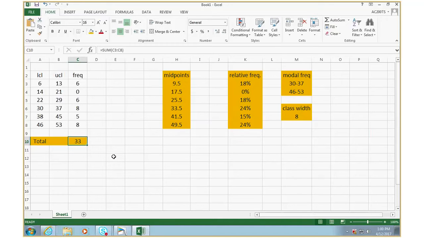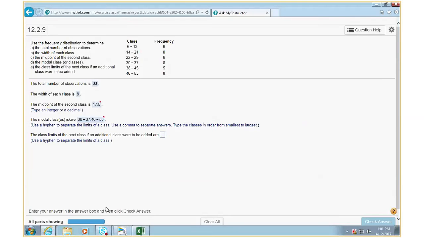The total, the midpoints, the relative frequency, which you've got to have the total for, and the modal frequency, or the modal class. You might want to call that class, not frequency. Modal class, and the class width. Trying to think if there's anything else. Let's see what it asked for. It asked for the class width, the total, the midpoint of the second class, and the modal classes.